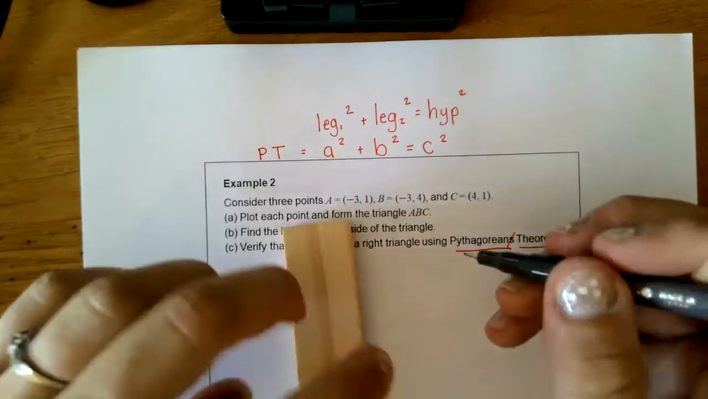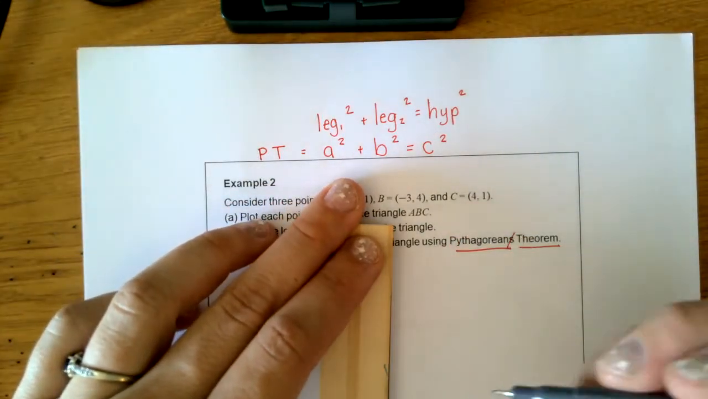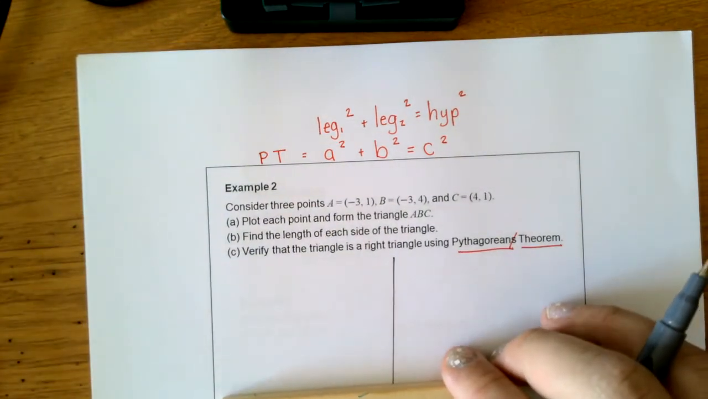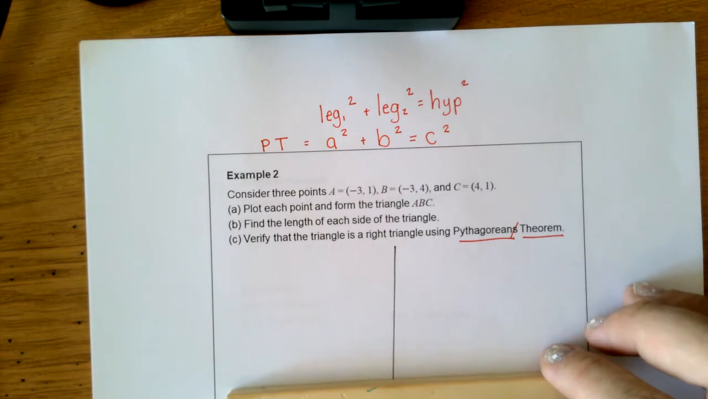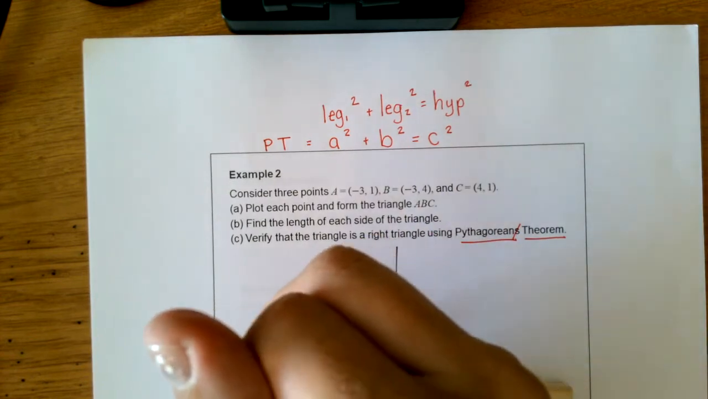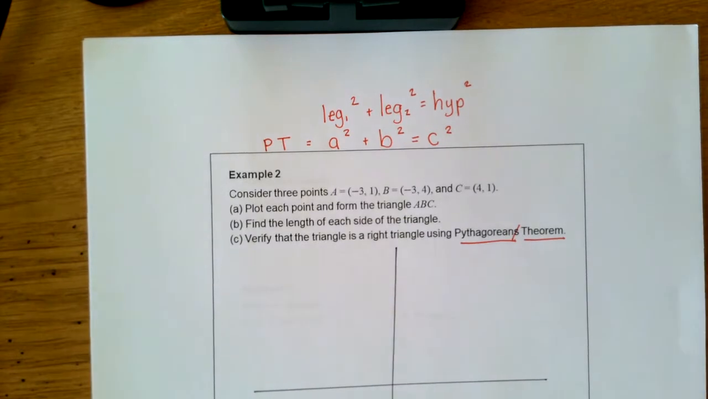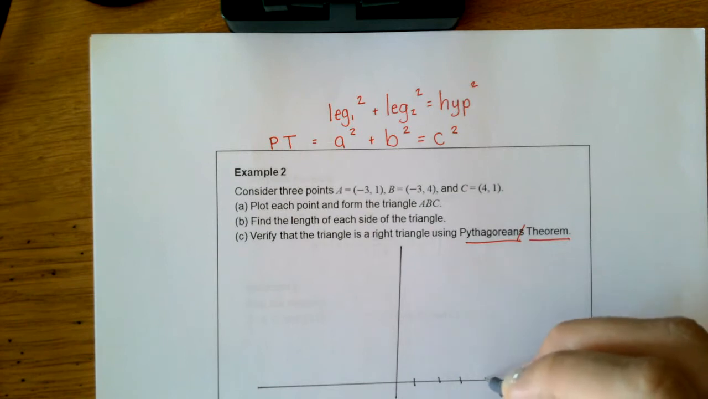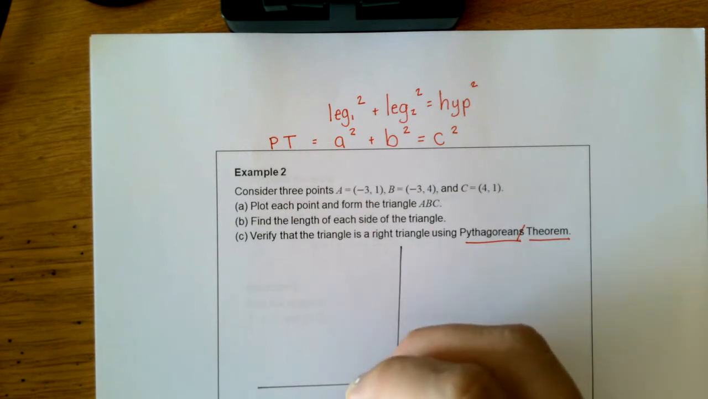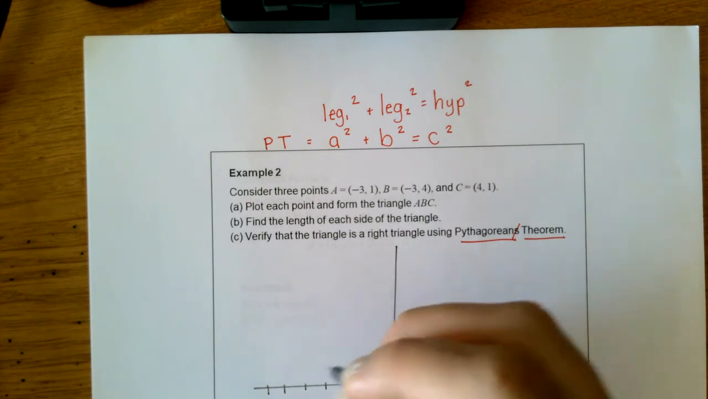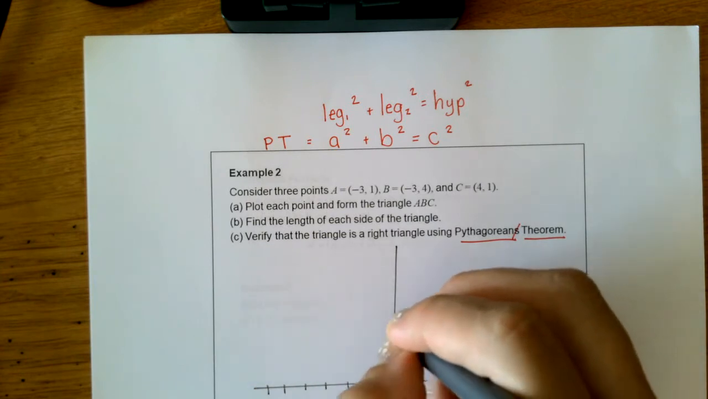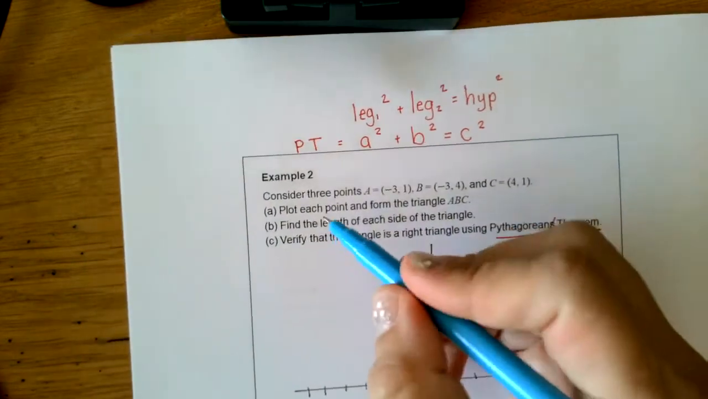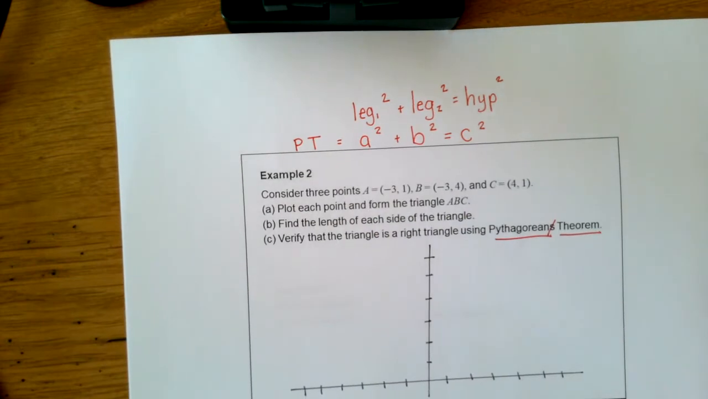All right, so this says consider 3 points, (-3, 1), (-3, 4). We have to draw a graph. I think they're all, it looks like there aren't any negative y's. So I'm just going to make my graph like this. Plot each point and form the triangle ABC.